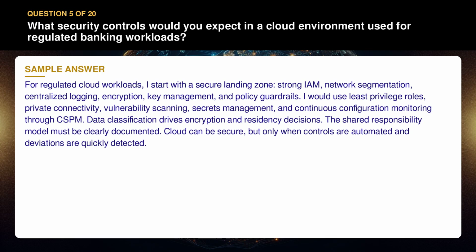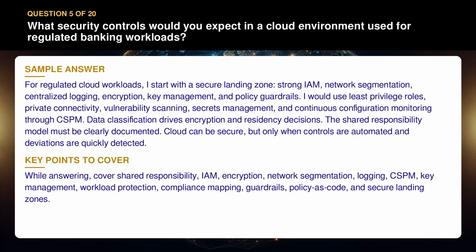Data classification drives encryption and residency decisions. The shared responsibility model must be clearly documented. Cloud can be secure, but only when controls are automated and deviations are quickly detected. While answering, cover shared responsibility, IAM, encryption, network segmentation, logging, CSPM, key management, workload protection, compliance mapping, guardrails, policy as code, and secure landing zones.